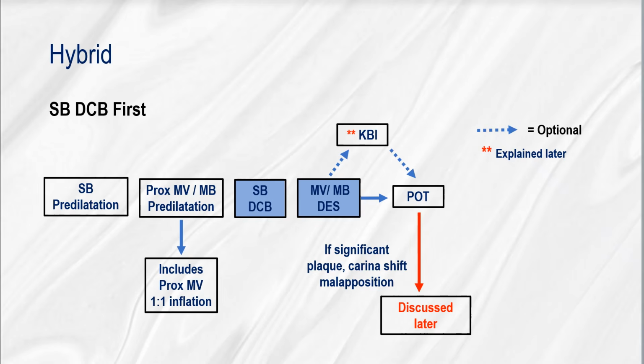Hybrid with side branch drug-coated balloon first technique steps include preparation as said before, side branch drug-coated balloon inflation, followed by main vessel main branch DES, followed by POT. Kissing balloon inflation is an option and will be discussed later.